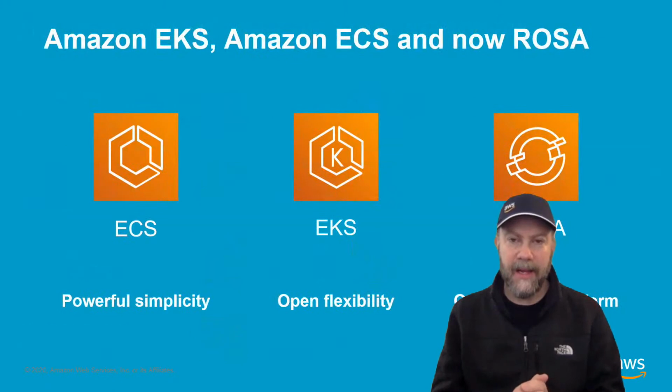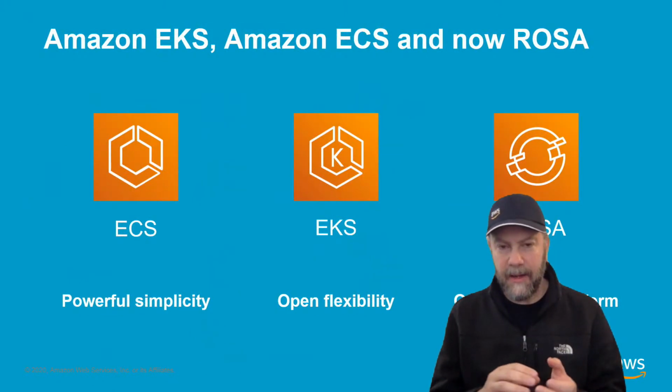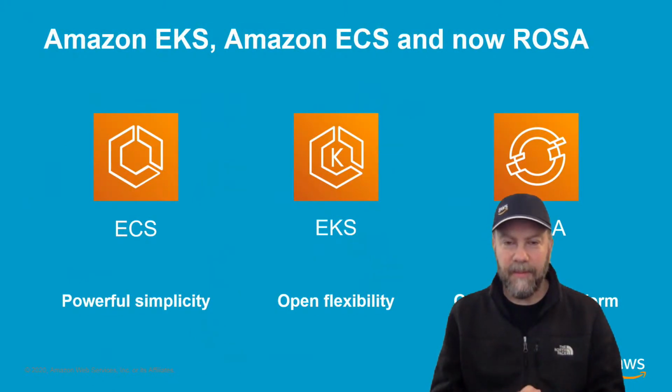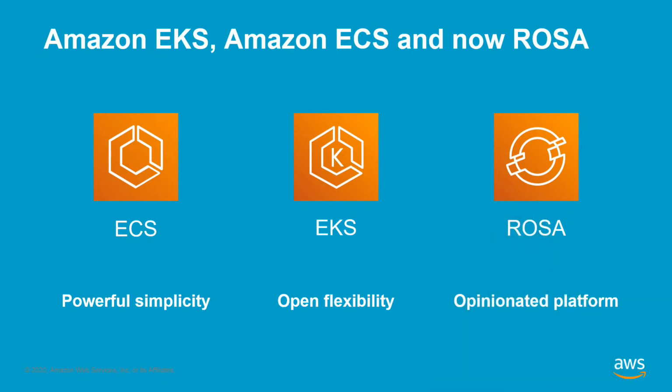Historically, AWS has had ECS, and very briefly, we call this powerful simplicity. EKS is a managed Kubernetes service. We call that open flexibility. And now we have ROSA, which is an opinionated container platform, as we'll see in a minute.